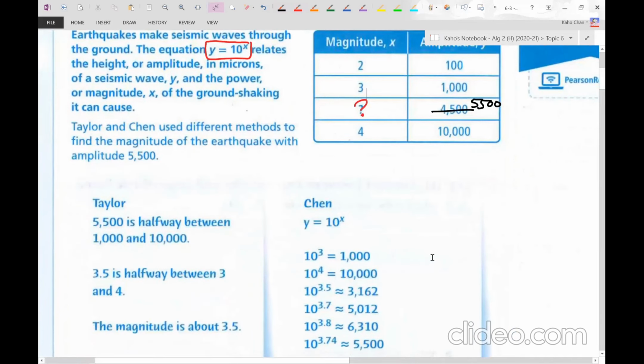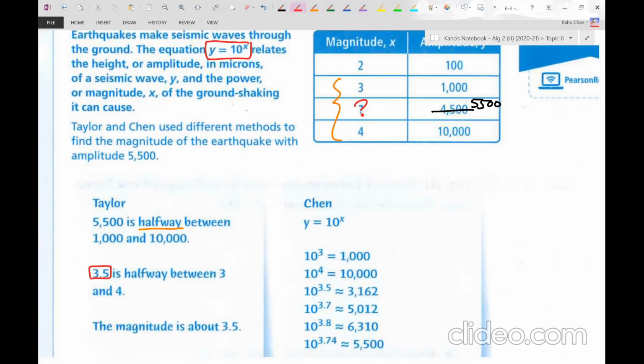So interestingly enough, we have a couple of folks here who approach the problem very differently. Taylor says that 5,500 is halfway between 1,000 and 10,000. That's true. It is halfway. So what he's doing is he is going to look at halfway between 3 and 4, which is 3.5. And that's his answer. He says the magnitude is about 3.5. Is he correct? I don't know.